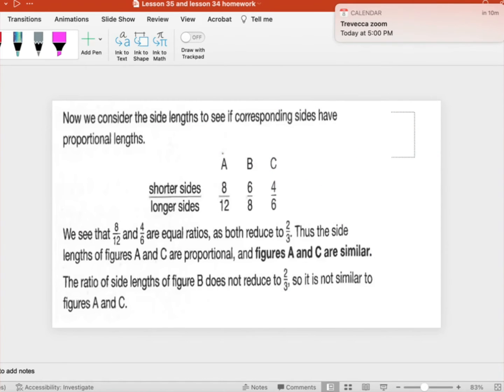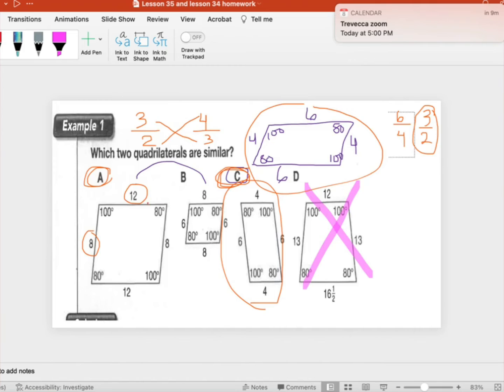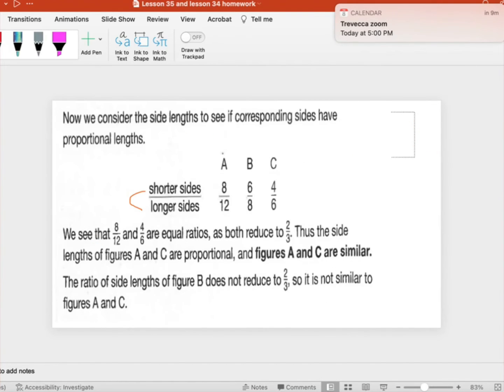Okay, so now we consider the side lengths to see if corresponding sides have proportional lengths. Now notice they did shorter to longer. When I did mine, I did longer to shorter. I did the cross the top, which was the longer, to the shorter. I made this longer to shorter. So mine is going to be exactly flipped of theirs.